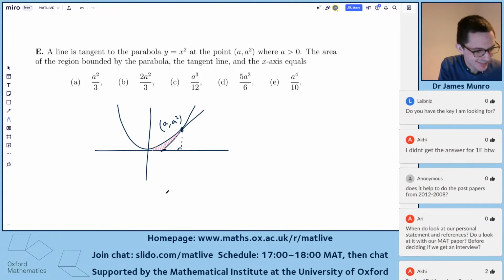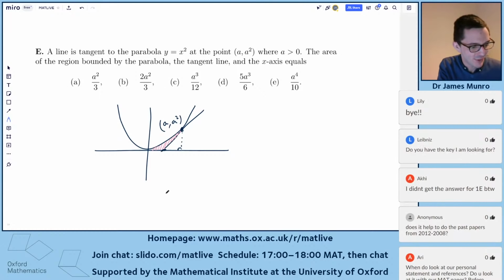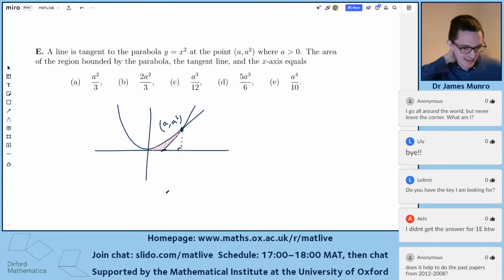Do you have the key? No. No key. I go all around the room, but I never leave the corner. What am I? Never leave the corner. Is it some sort of angle? Is it? Oh, I don't know. Angles? Good fun. Right, cool.